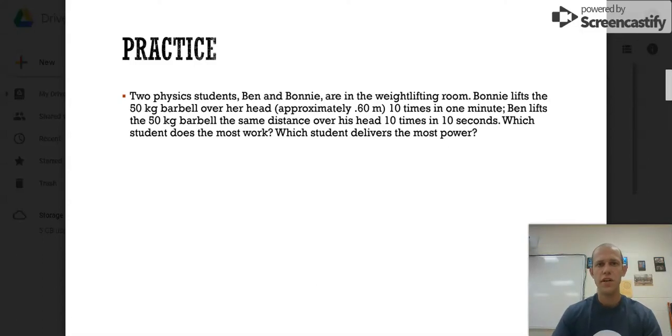Hi everyone, Mr. Neighbor here, and we're going to finish up with power before moving on to machines. So, last problem on power.